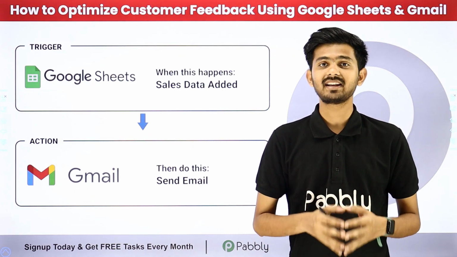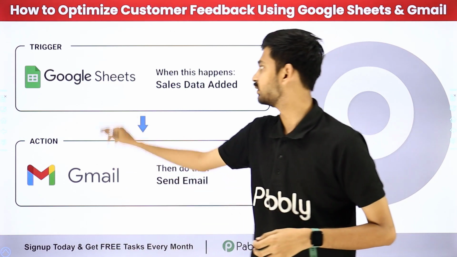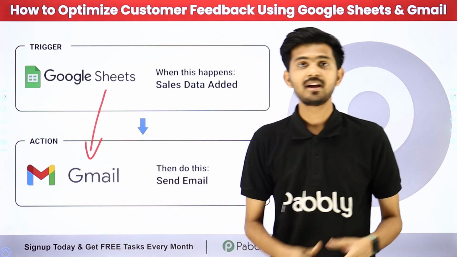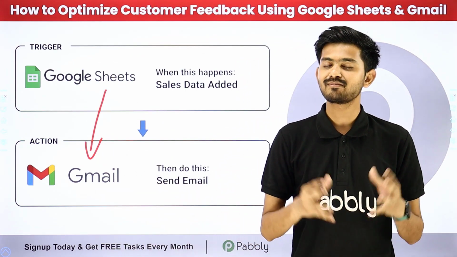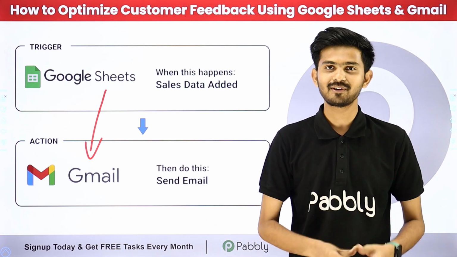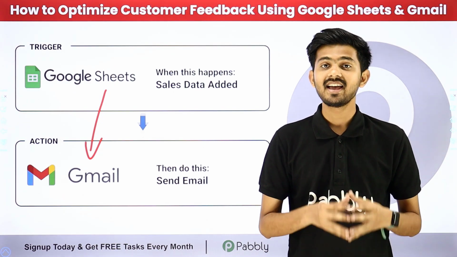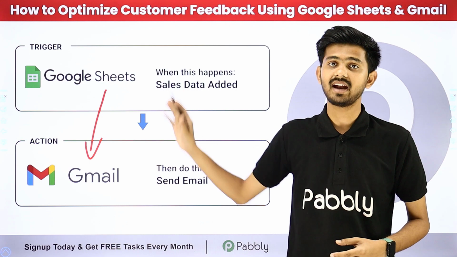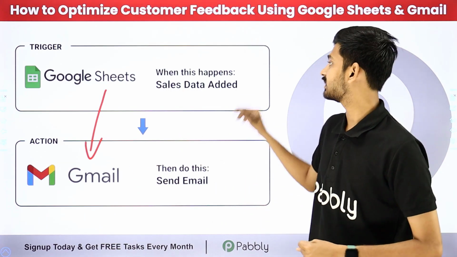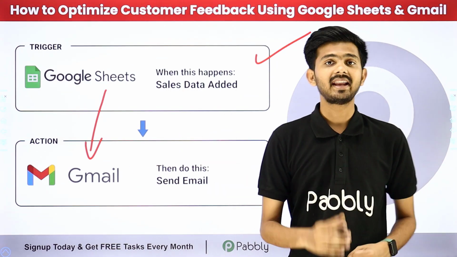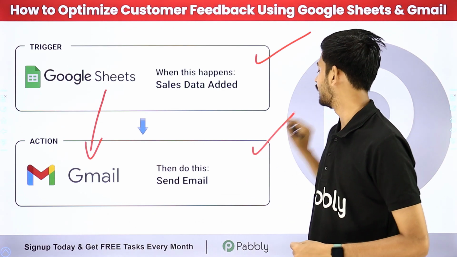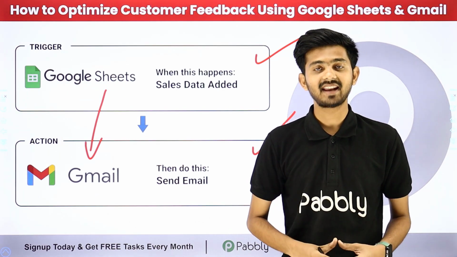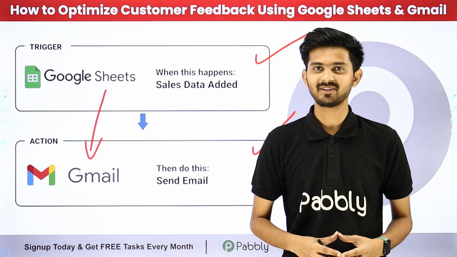So here for my objective, I have to build a connection between Google Sheets and Gmail. For building this connection, I'm going to use Pabbly Connect, which is an amazing software for automation and integration. In Pabbly Connect, I have to use trigger and action. In the trigger application, I'm going to use Google Sheets. In the action application, I'm going to use Gmail. So how am I going to build this connection? For that, let me take you to my computer screen.